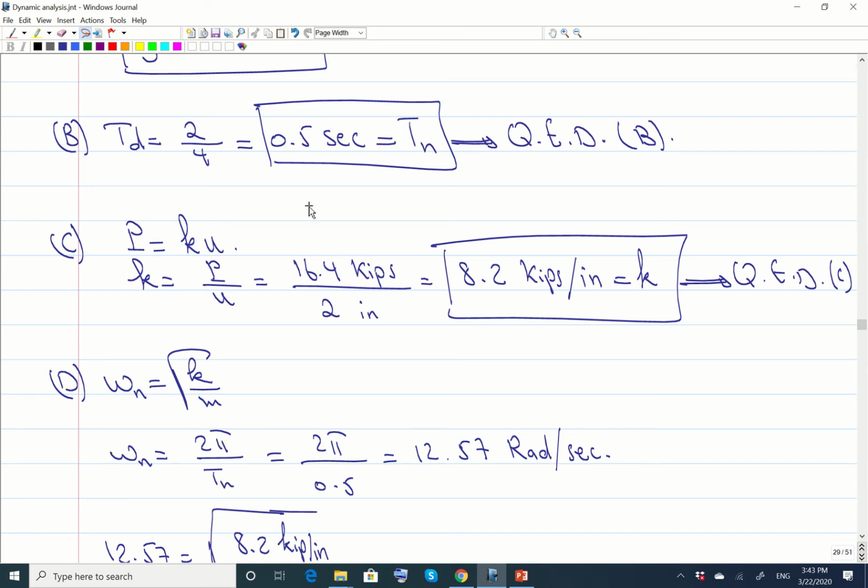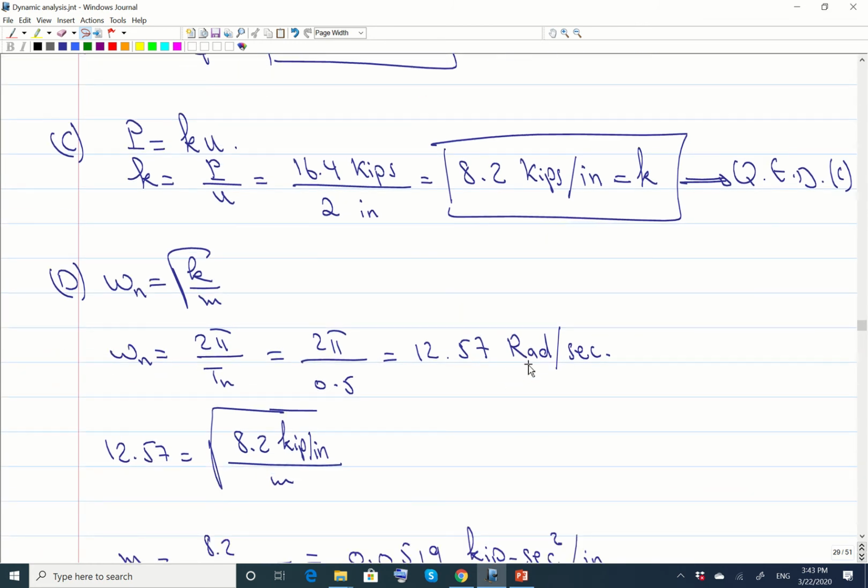So 2 pi divided by the 0.5 second that we have over here, so 12.57. The period is in seconds, but this one is going to be radians divided by second. So this is important for the units for this angular frequency. Okay, so it's in radians per second because it's an angle divided by time. So 12.57 radians per second.